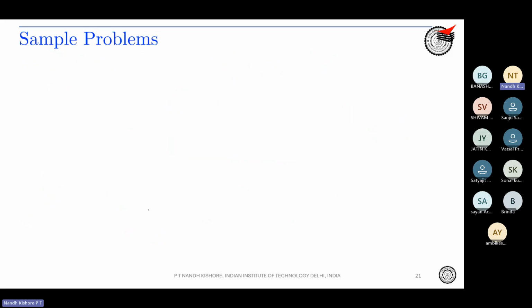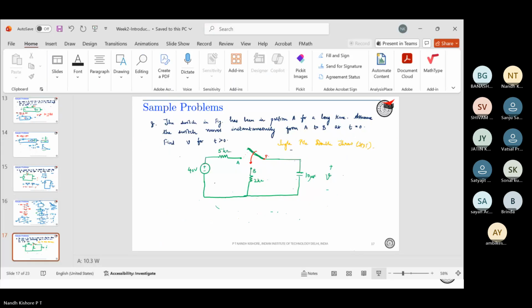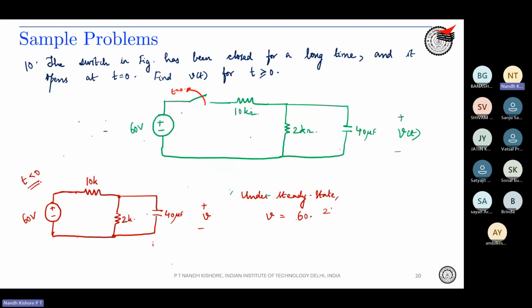Correct. So V is basically what? You have to apply voltage division rule, right? So 60 into 2K divided by 10K plus 2K. So 60 into 2K divided by 12K, which gives you 10 volts. So are you understanding this?